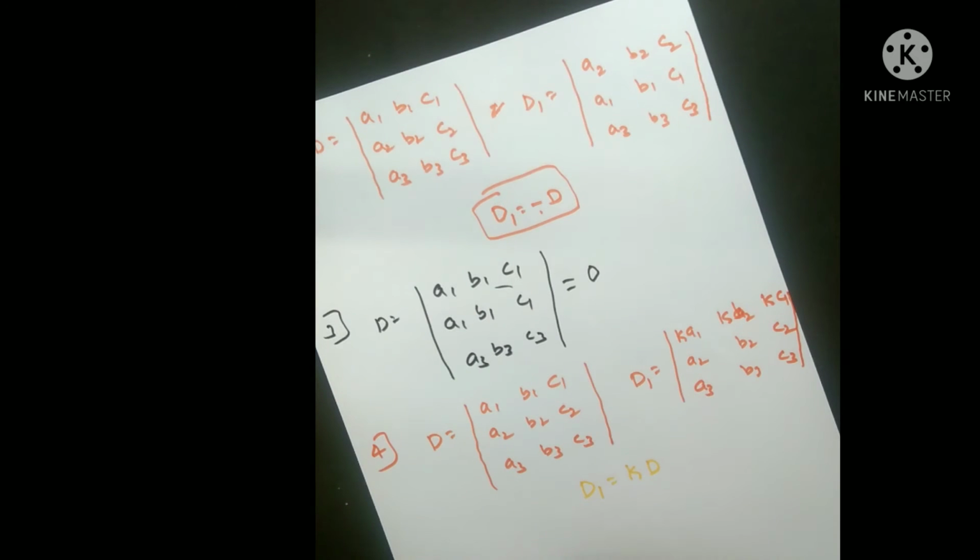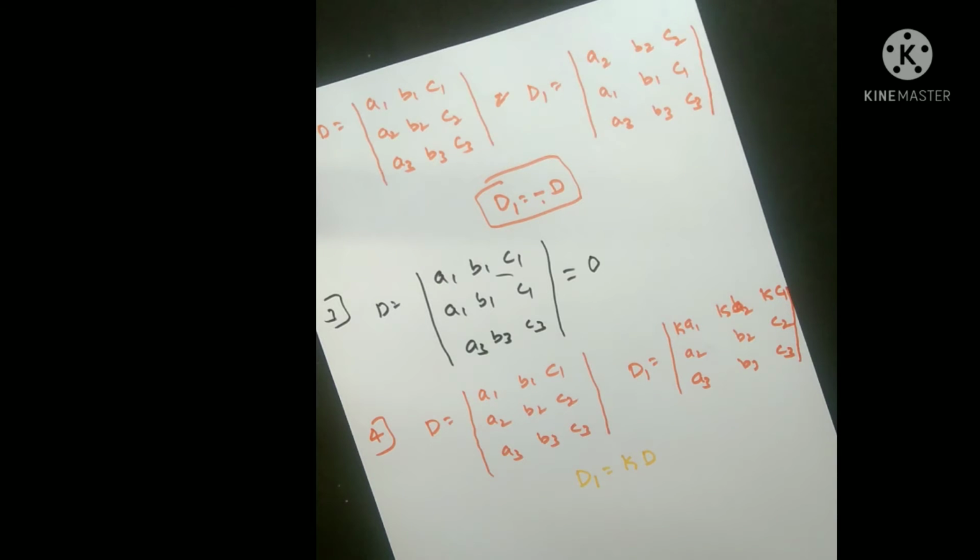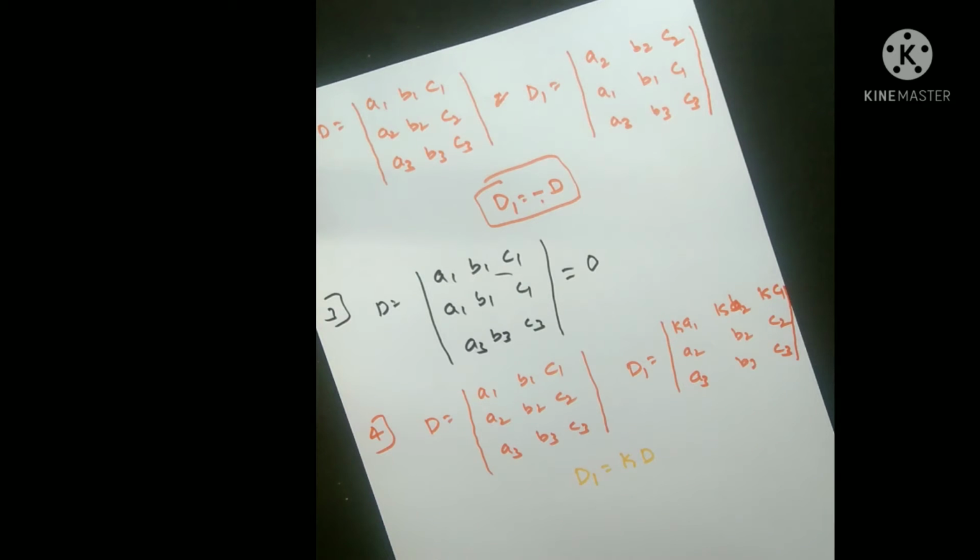Fifth property: if each element of any row or column can be expressed as the sum of two terms, then the determinant can be expressed as the sum of two determinants. Okay, now what does that mean? I will give an example, and you will understand.